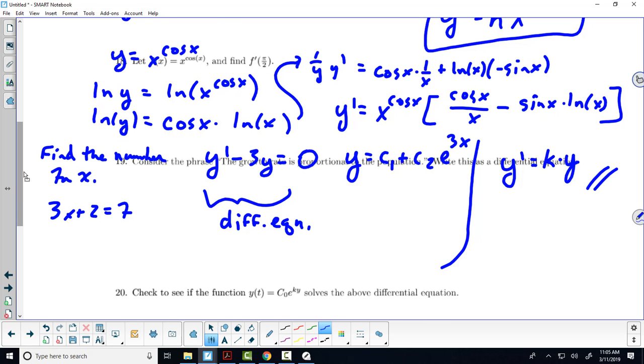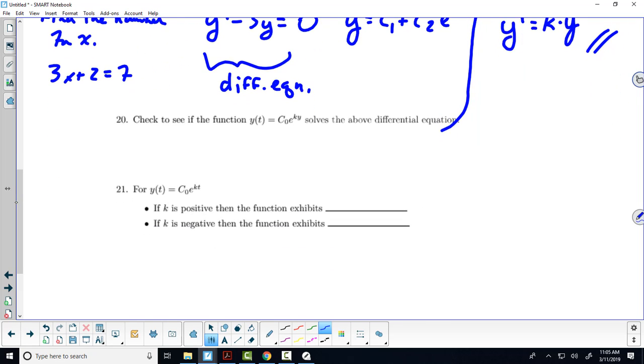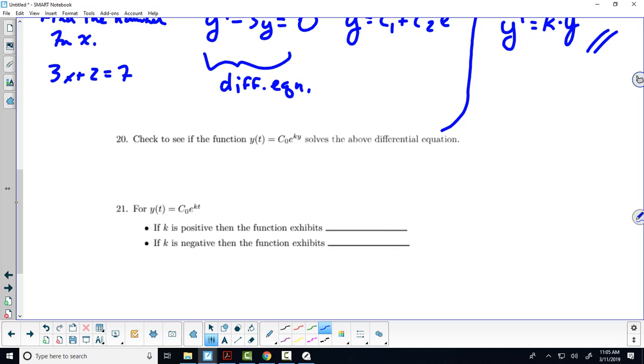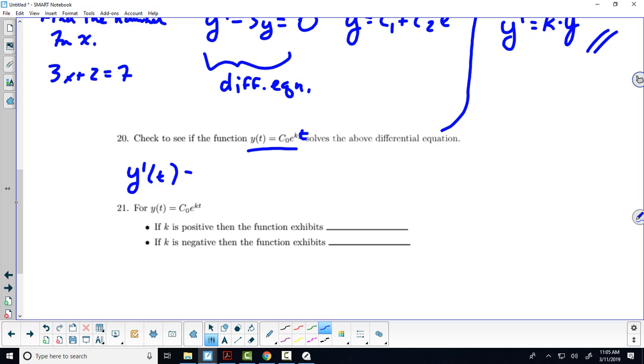Well, it turns out that this is a solution to that differential equation. Y of t equals c naught e to the k, and that should be times t, folks. There's a typo there. Okay. Let's just check that. What's the derivative of this function? It'd be c naught e to the kt times k, right?